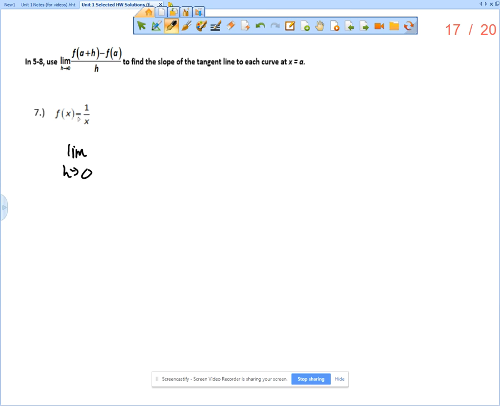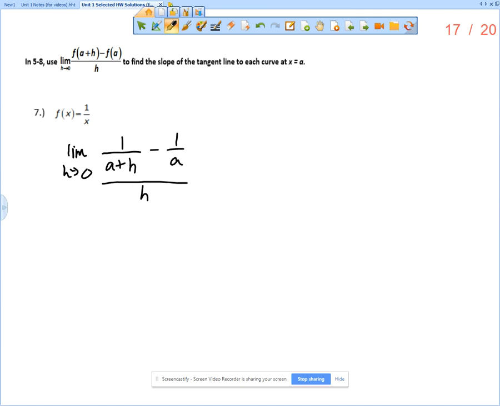All right, so we're going to use the limit as h approaches 0 of f of a plus h. So f of x is 1 over x. So f of a plus h is 1 over a plus h. But in this problem, it just says use x equals a. So a plus h minus f of a. So remember, f of x is 1 over x. So f of a is 1 over a, all divided by h.